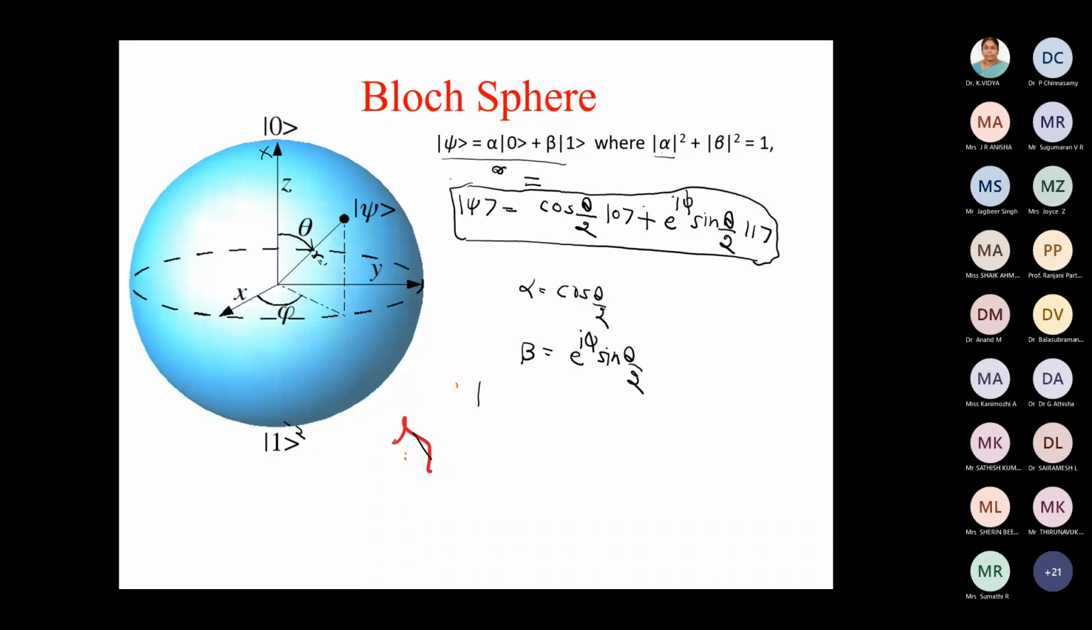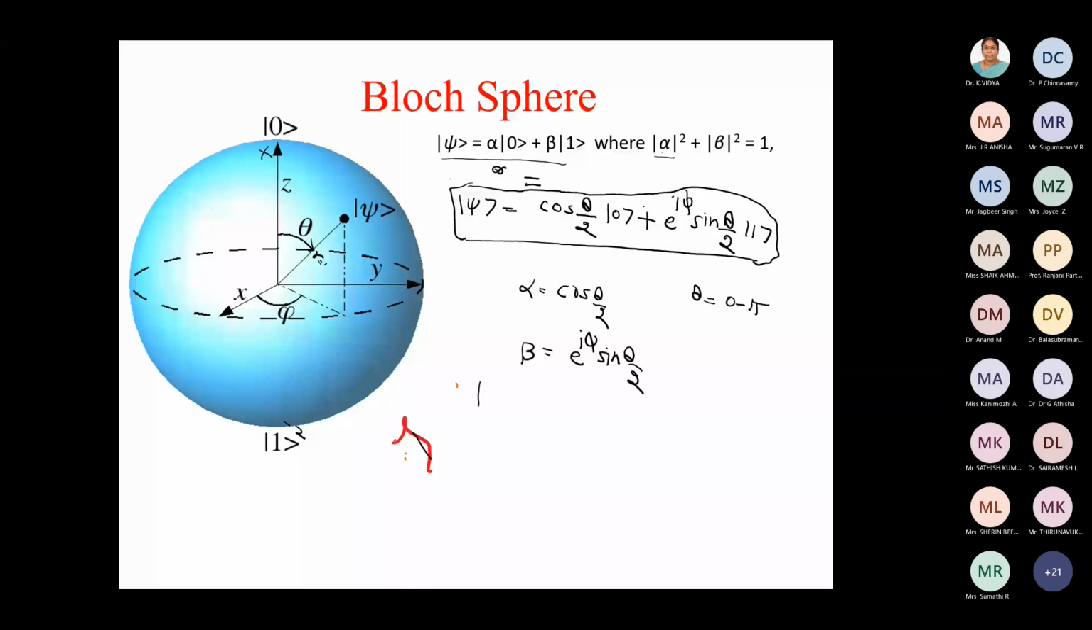Theta can vary from 0 to pi. So what is the range of theta? Theta will be from 0 to pi. And what is this theta? The angle with the plus z axis.